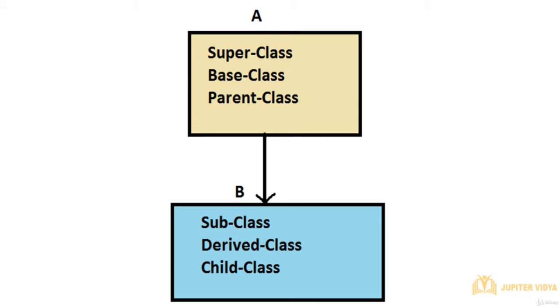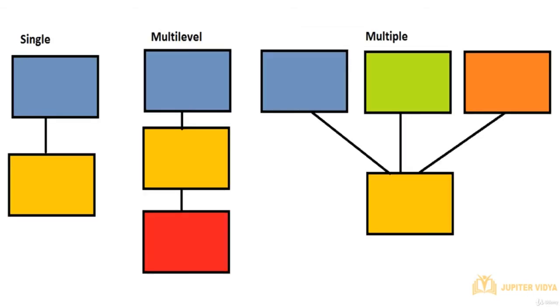Let's see the different types of inheritance. Here you can see single inheritance. When a class is derived from one superclass, that is single inheritance. And multi-level, when a class is derived from a superclass that is again derived from another superclass, that is multi-level inheritance. And here you can see multiple, when a class is derived from multiple classes, that is multiple inheritance. These are different types of relations. We also have hybrid, when we combine these different types of inheritance.